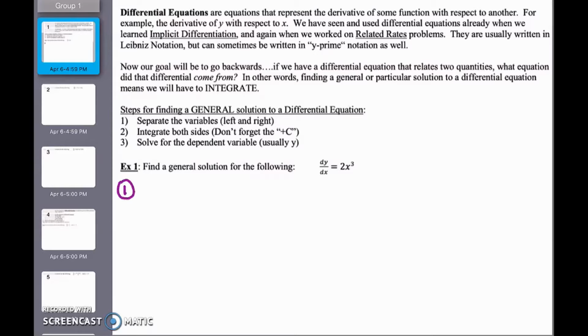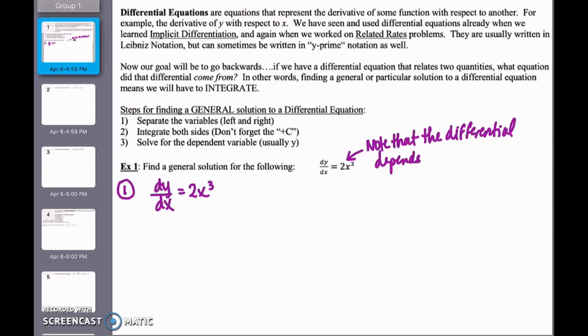So if we look at our given differential equation, we have dy/dx equals 2x cubed. The first thing I want to point out is that this differential depends only on our independent variable x. You can see that right here. We only have stuff on the right-hand side that has to do with x. So I'm just going to put a little note here. Note that the differential depends only on x, okay?